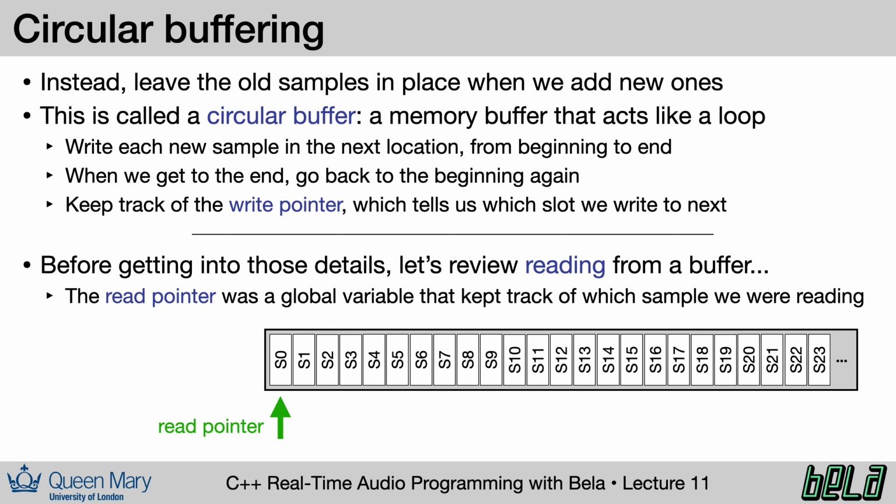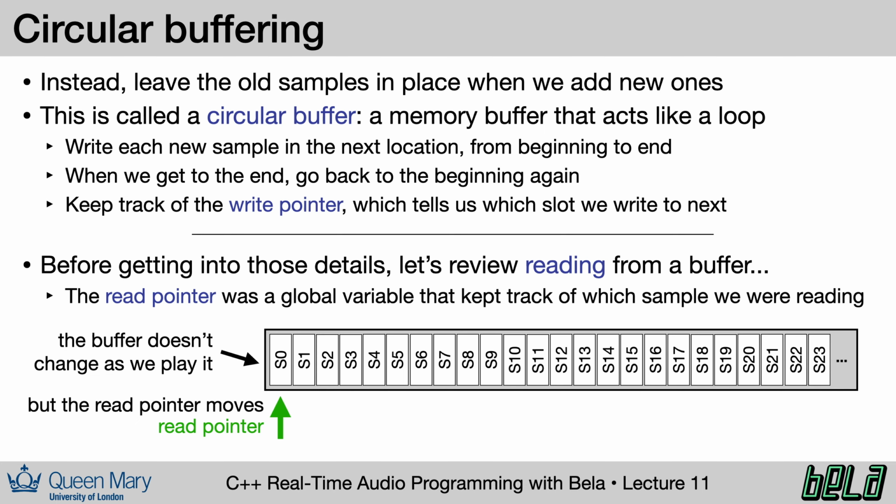Before we get into the details of how this works, let's go back to the early lectures and talk about how we read from buffers in general. Recall that we would use an array as well as a read pointer which kept track of which index we were looking at any given time. The buffer and the read pointer were both typically global variables, and the read pointer would move as we played samples from the buffer, like this.